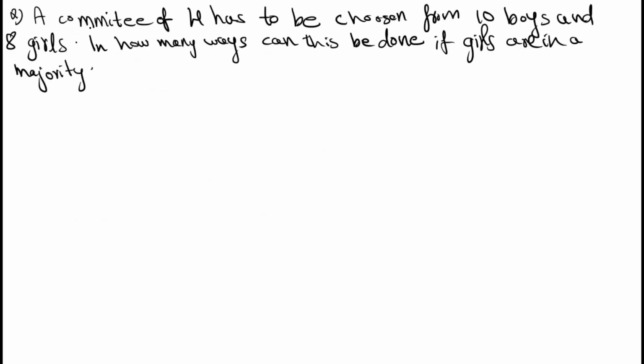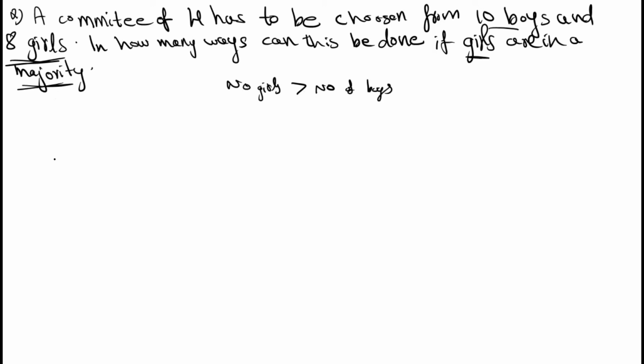See the next question. A committee of 4 has to be chosen from 10 boys and 8 girls. In how many ways can this be done if girls are in majority? Whatever group you are constructing, number of girls must be greater than number of boys. Majority means not equal. That's the meaning of girls in majority.